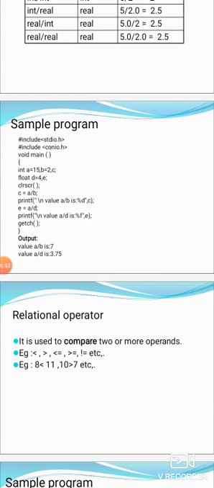Since both are integers, the output is also integer. And we are going to print the value of c by using the printf statement. Then e is equal to a by d. a is an integer and d is a float type. So when you divide integer by float, the output is float. So we are printing the value of e in the printf statement, and the output is given here. a divided by b, both integers, so the value is integer. a divided by d, integer slash float is equal to float. So the output is displayed in float.